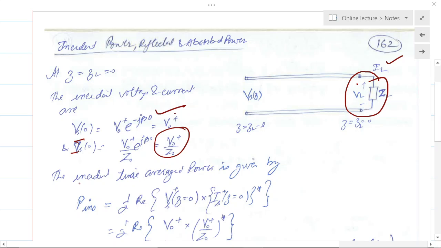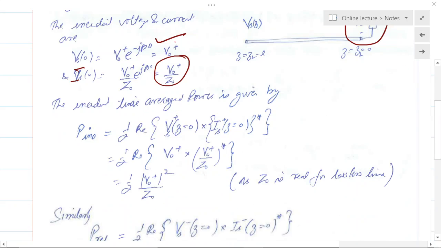So the incident time average power is given by. We will use a Poynting vector, but now this will be written in terms of the voltage and current. Earlier we derived this in terms of the electric field and the magnetic field. Now you can easily obtain the power when you're talking about the voltage and current. So this is given by this voltage and this current, and you have this complex. So this will be the incident time average power, that is the time average Poynting vector. It will give you the power density.